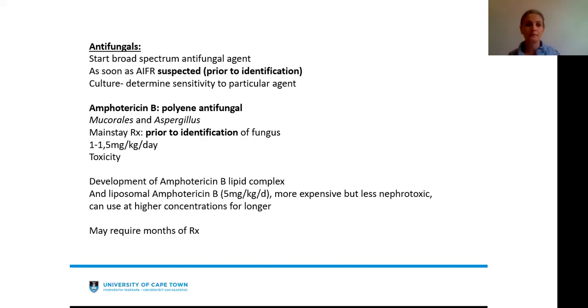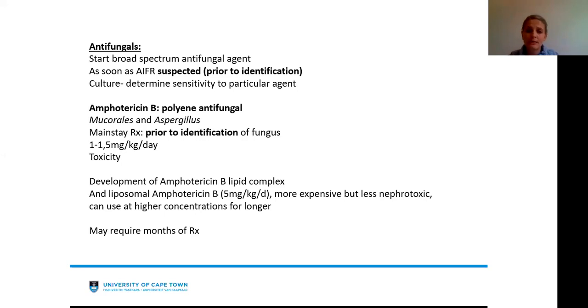the patient on. Most commonly, as in our setting, we use Ampho-B. This is very effective for mucor and Aspergillus. This is really the mainstay of therapy, and you'll always initiate this even prior to the identification of the fungus. Dosage is at around 1 milligram per kilogram per day, but there's quite a risk of nephrotoxicity. And because of this, there has been development of other Ampho-B lipid complexes and liposomal amphotericin B.